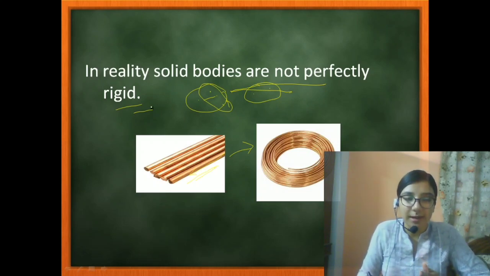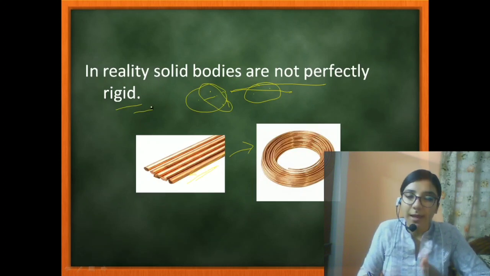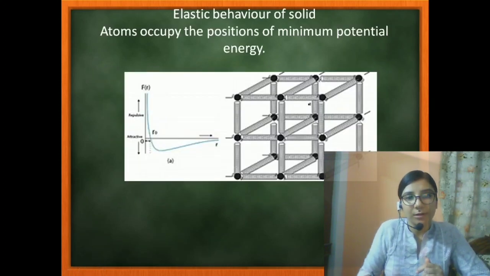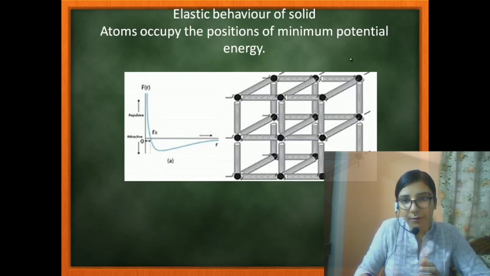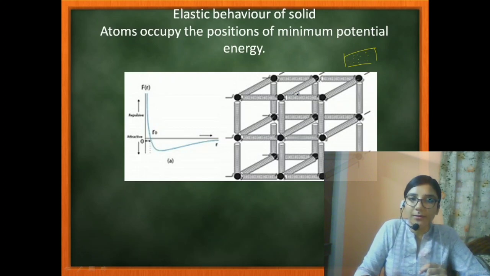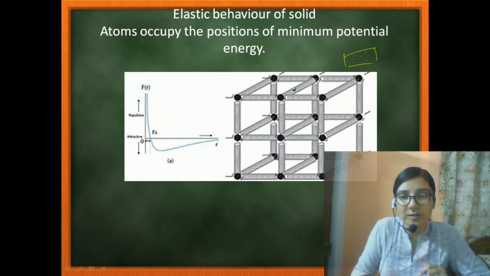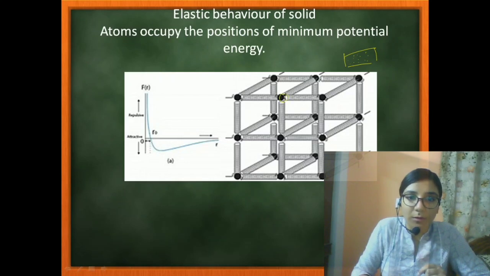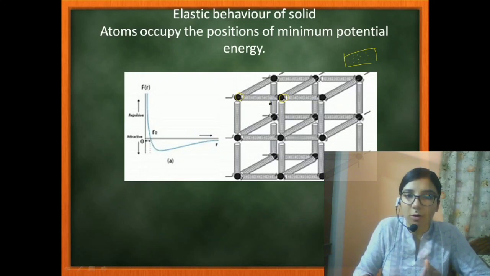Let's try to understand why solid bodies are elastic with the help of a model, the spring and ball model. We know that a solid is made up of a large number of atoms which are placed together because of intermolecular forces. Here we will look at these atoms as balls, and these balls are attached to each other with the help of springs. So we consider a solid to look like the spring and ball model.